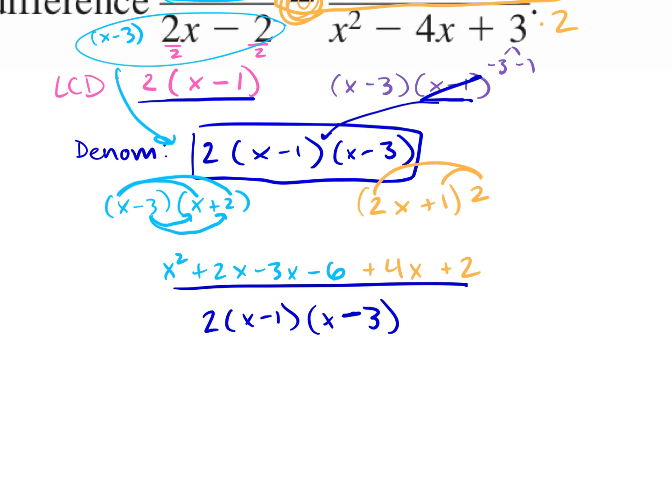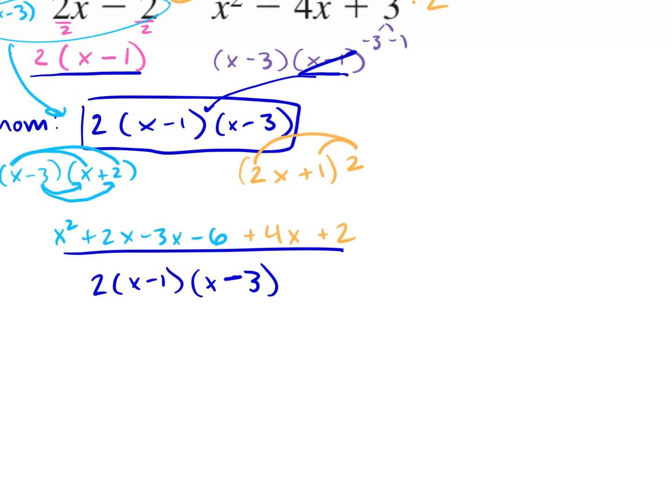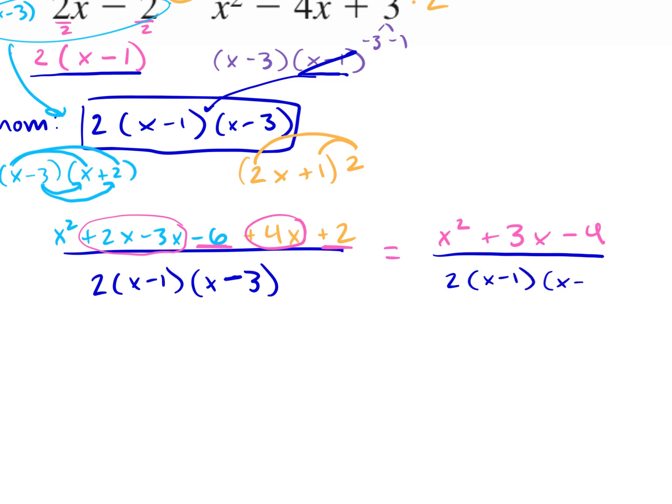What do you think I need to do next? Combine like terms. So I start with x squared. What would come next on top? What's 2x minus 3x plus 4x? So plus 3x. And then what would negative 6 plus 2 be? Negative 4 over 2 times x minus 1 times x minus 3.